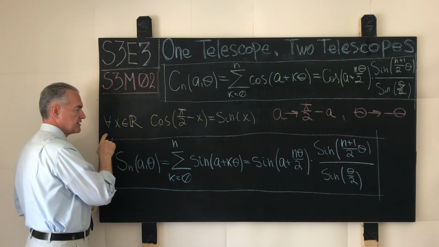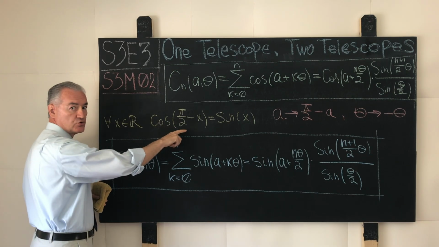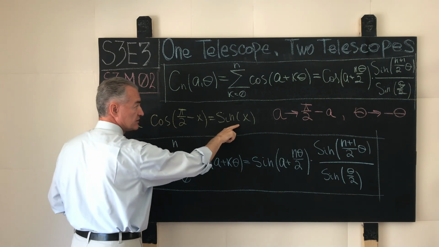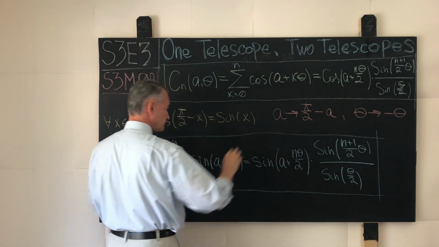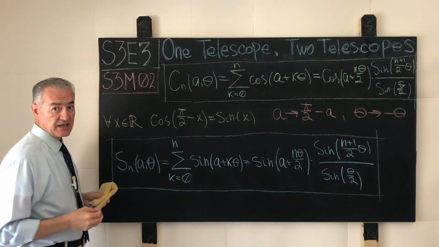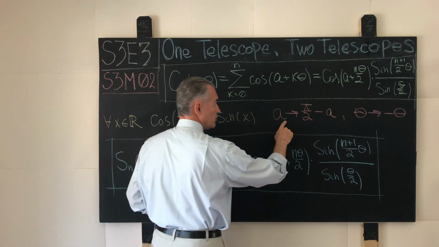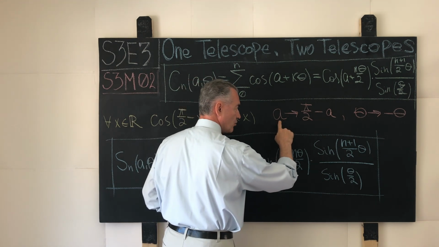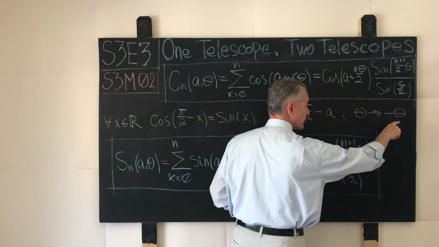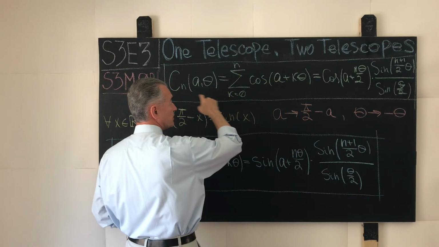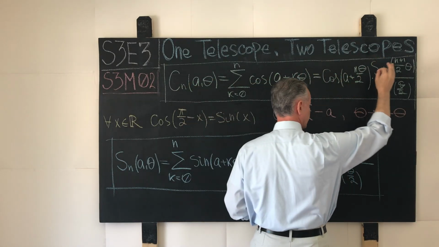identity that says that for all x real, it is the case that the cosine of pi over 2 minus x becomes the sine. We can even visualize this graphically by shifting one graph into another. But the idea here is the following: hijack this identity and then uniformly replace a with pi over 2 minus a and theta with minus theta. In this result, all the way across, uniformly means here, here, here, and here.